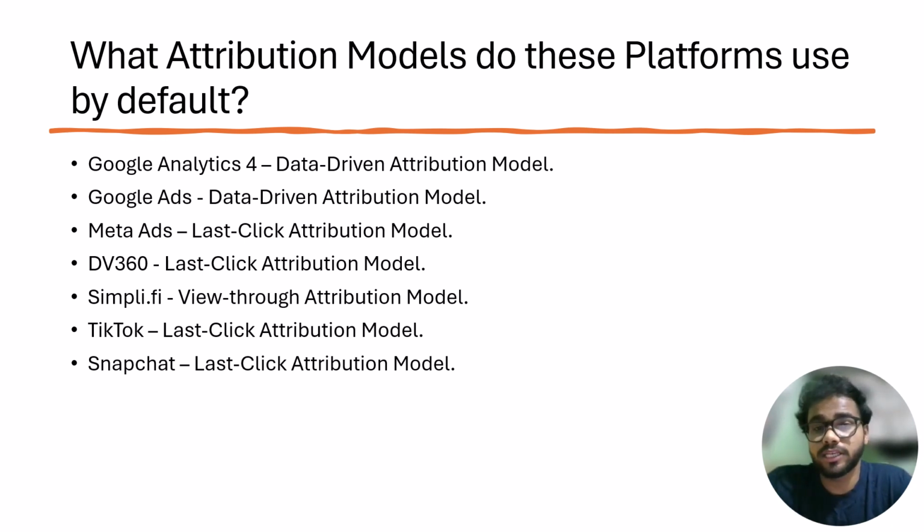But in Google Analytics 4, when they are using a data-driven attribution model, they are giving the right amount of credit to each and every touchpoint that influenced the users to take action, or to buy something from our website, or to get any kind of services. So this is something very important.